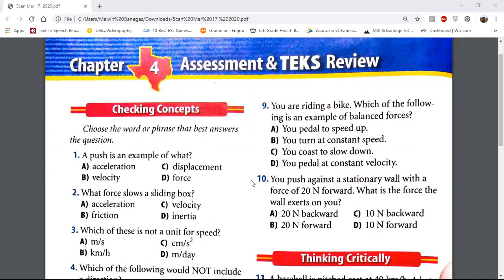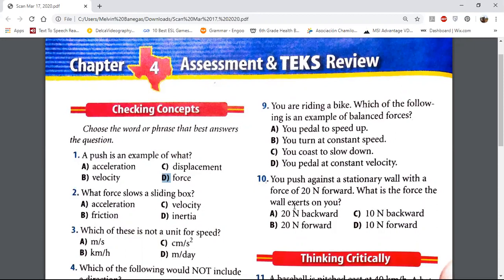Hello? I'm sorry. The first one is displacement. Okay, it says a push is an example of what? No, it's not displacement. Force. Yeah, exactly. So it'll be letter D, okay?